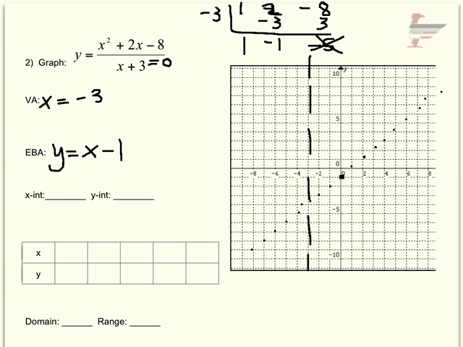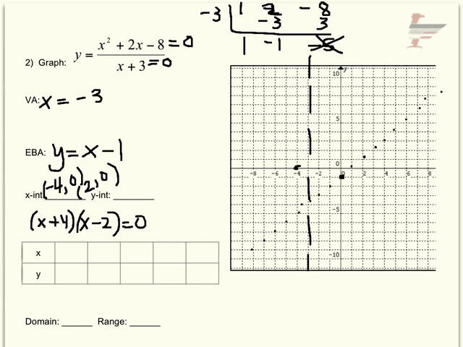X-intercepts, of course, if I plug in 0 for y, this will wipe out, so you always end up solving that numerator. So that factors down to x plus 4 and x minus 2, so I'm going to have x-intercepts at -4, and if I solve those, right, 2, so -4 and +2 will be some points that I have.